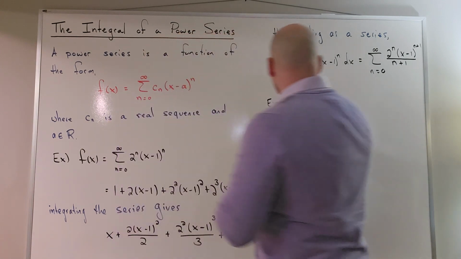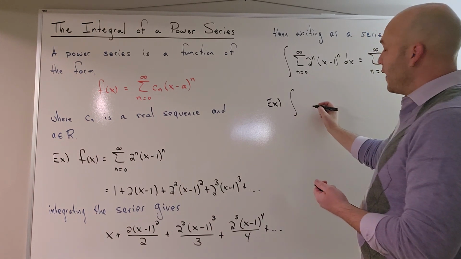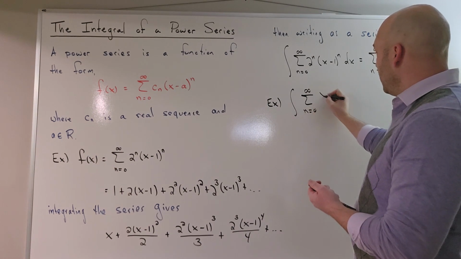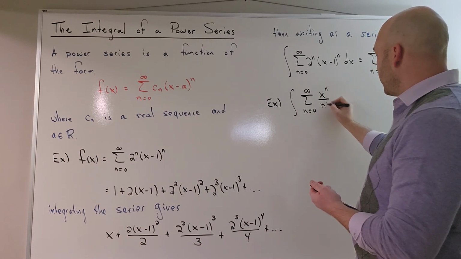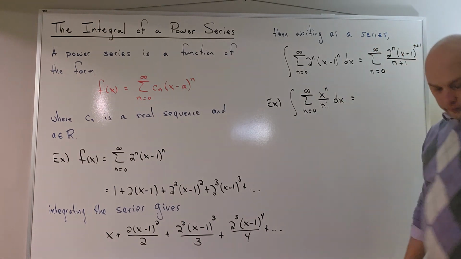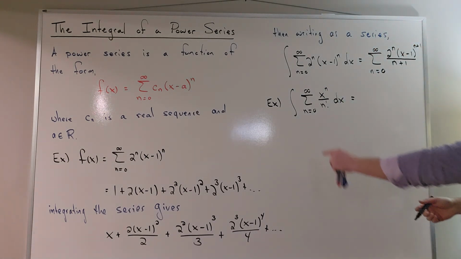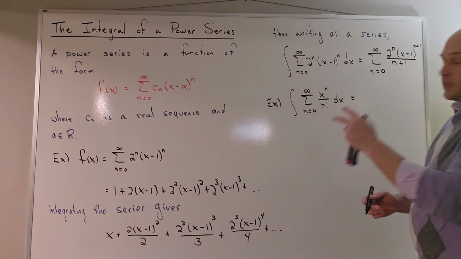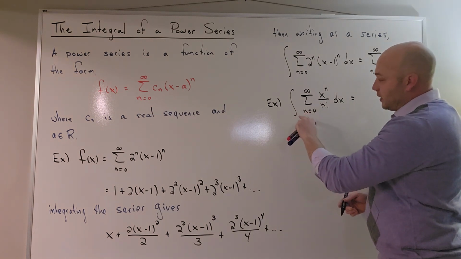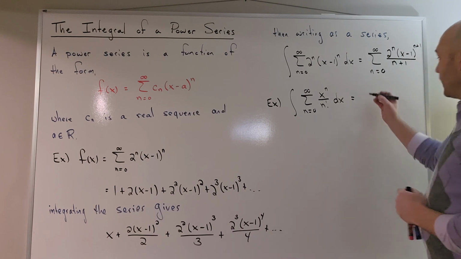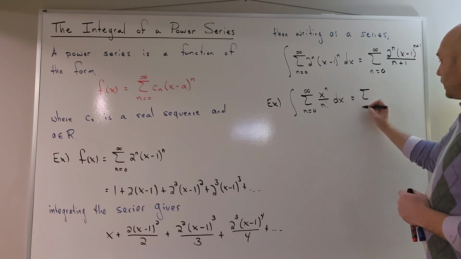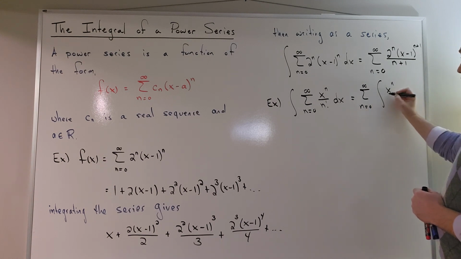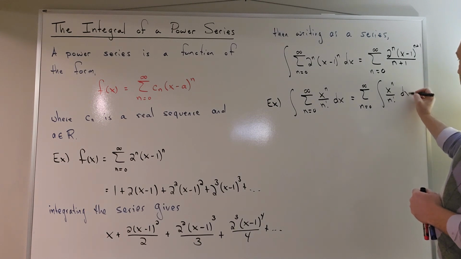Consider the following. Let's compute the indefinite integral of the sum n equals 0 to infinity of x to the n over n factorial. Well, what this says is in order to compute this integral, I can just compute the integral of each term. Said differently, I can actually interchange the integration and the summation operation, meaning this would be the sum n equals 0 to infinity of the integral of x to the n over n factorial dx.